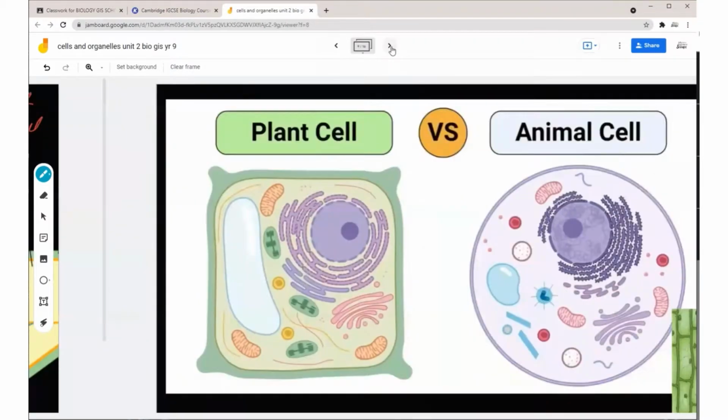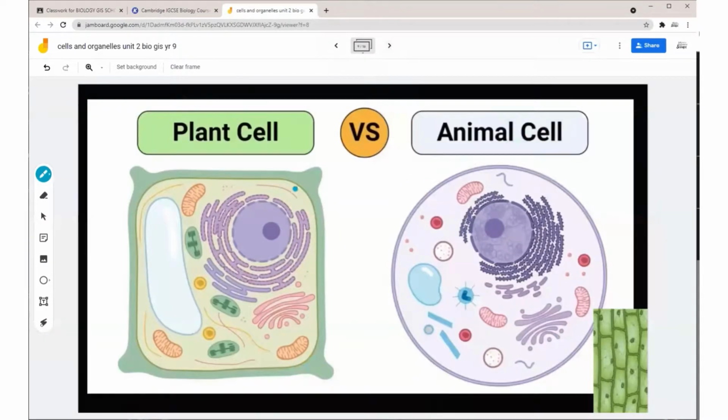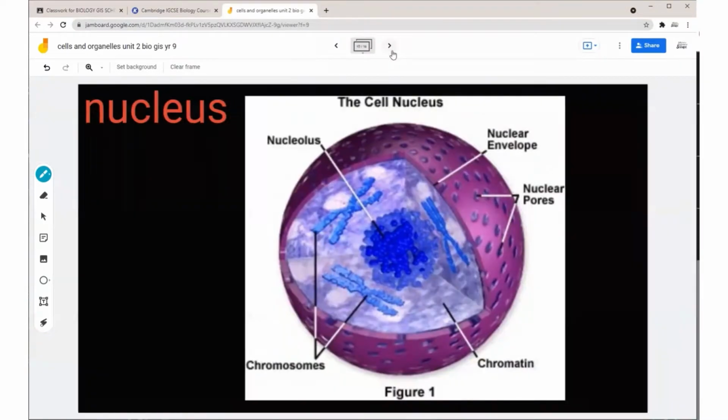So here, in plant and animal cell pictures, even though you cannot see plasmodesmata, remember they are there. The next structure which we have to learn is the nucleus.